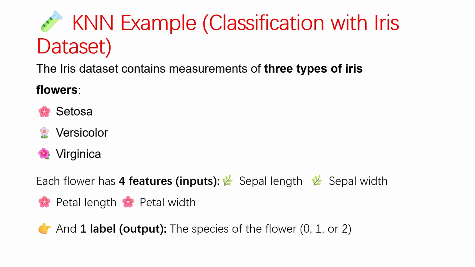This example uses the Iris dataset, one of the most classic datasets in machine learning. It contains measurements from 3 types of iris flowers: setosa, versicolor, and virginica. Each flower is described by 4 features: sepal length, sepal width, petal length, and petal width. Using these inputs, the model learns to predict one output, the species of the flower, typically labeled as 0, 1, or 2. So the goal here is simple. Given a set of measurements, predict which type of flower it is.